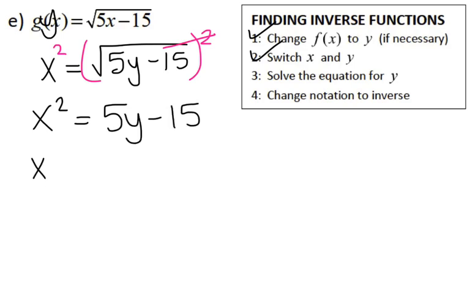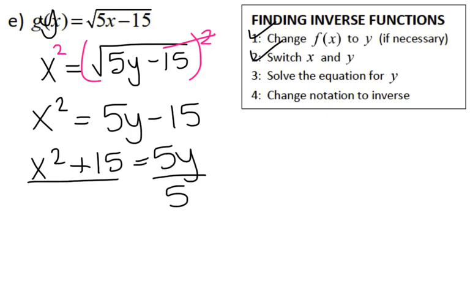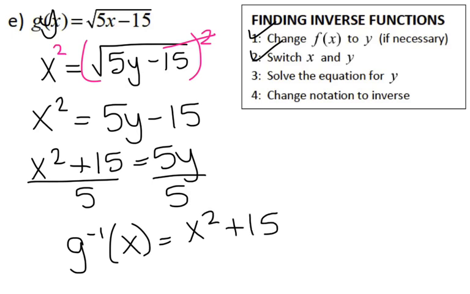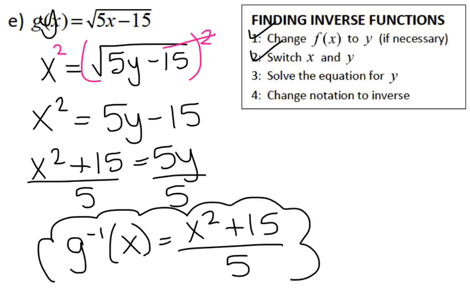Add 15 to both sides. And divide both sides by 5. So now I have g inverse of x equals x squared plus 15 all over 5. Step 3 done. Step 4 done.